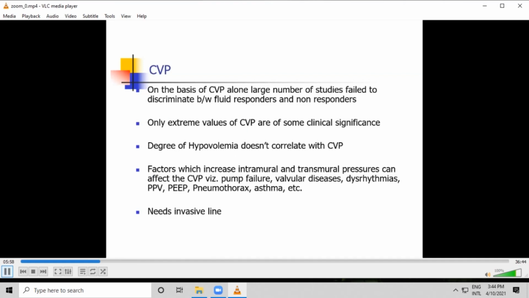On the basis of CVP alone, a large number of studies fail to discriminate between fluid responders and non-responders. Only extreme values of CVP are of some clinical significance. Degree of hypovolemia does not correlate with CVP. Factors which increase intramural and transmural pressures can affect the central venous pressure, like pump failure, valvular diseases, dysrhythmias, positive pressure ventilation, positive end-expiratory pressure, pneumothorax, asthma, etc. Of course, it also needs an invasive line.